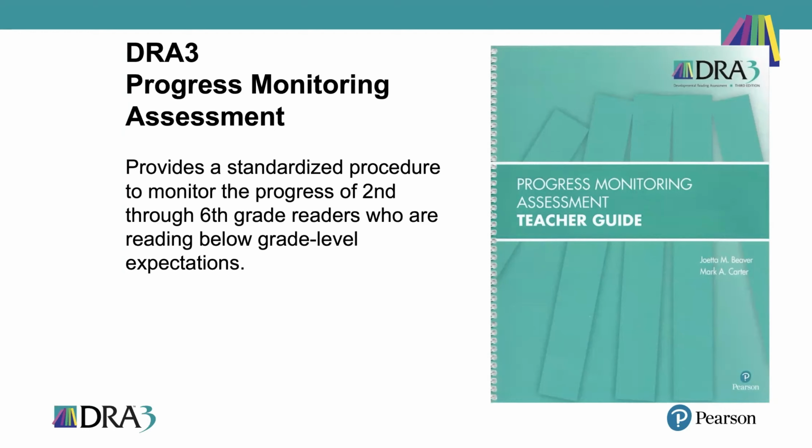Similar to the DRA3 benchmark assessment, the Progress Monitoring Assessment utilizes both fiction and nonfiction passages. During the assessment, oral reading fluency is monitored. In the comprehension section, students are asked to retell fiction passages and identify main ideas and supporting details in nonfiction passages. They also respond to comprehension prompts that target text structures and vocabulary. Graphic organizers are also provided to help teachers teach and students to practice these skills.